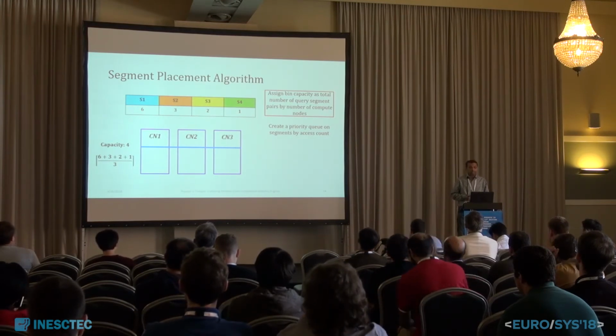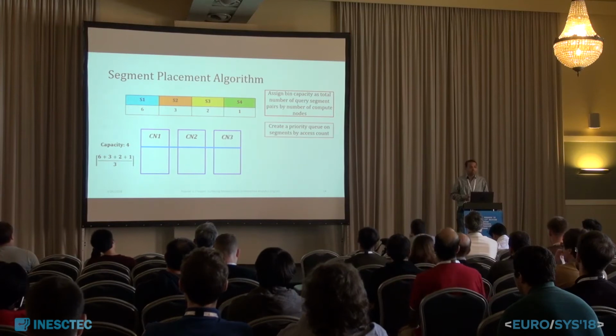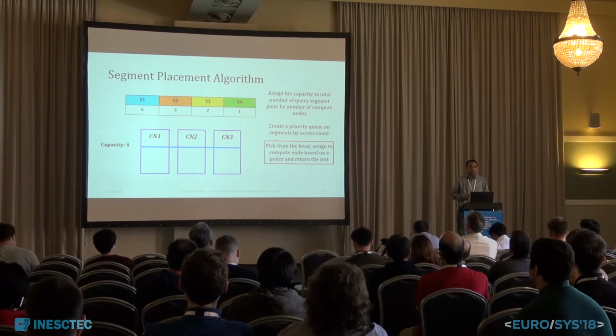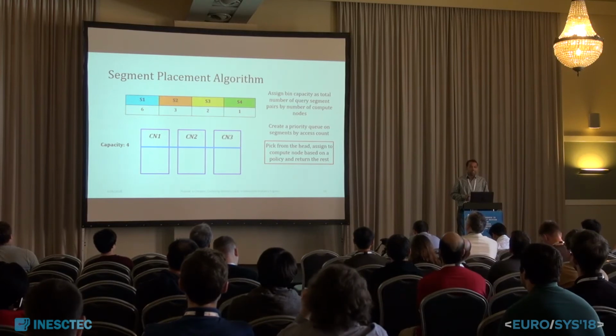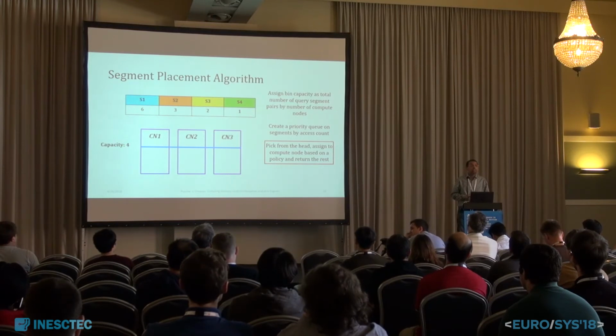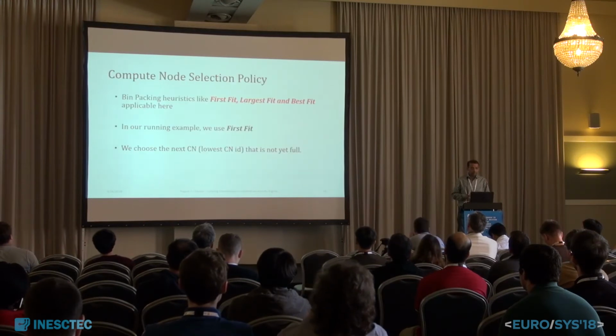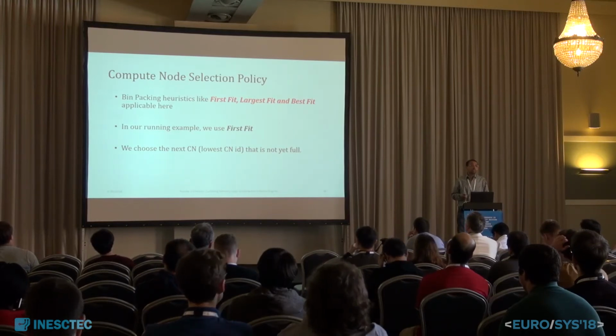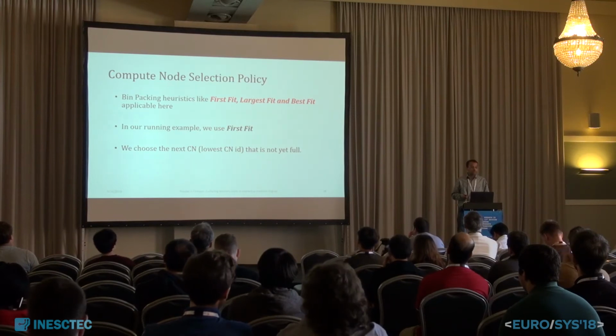Next, we create a priority queue with the segments in descending order of popularity. The algorithm runs in iterations. In each iteration, it picks the most popular segment and assigns it to the compute node based on some predefined policy. If the node does not have sufficient capacity, it returns the rest of the queries to the queue. For compute node selection, we use bin packing heuristics. In our running example, we'll use first fit. We'll pick the lowest ID compute node that is not yet full.